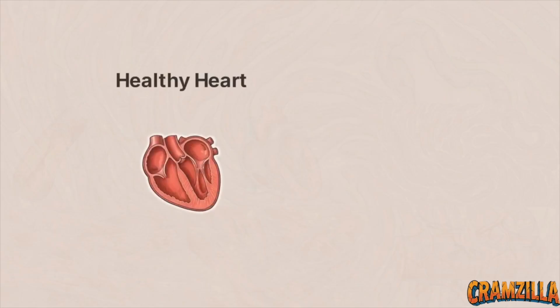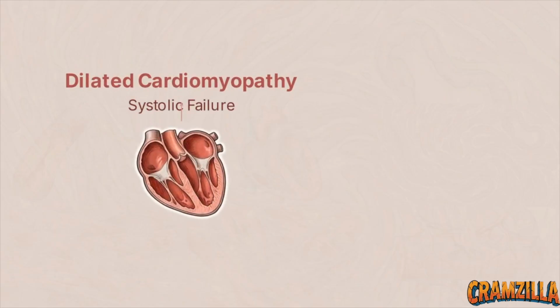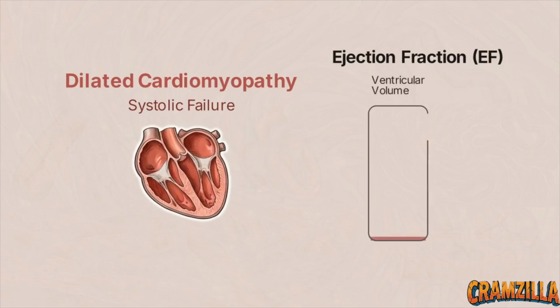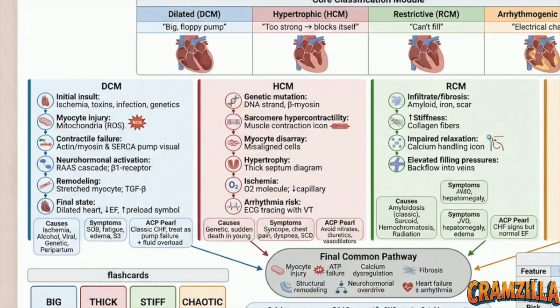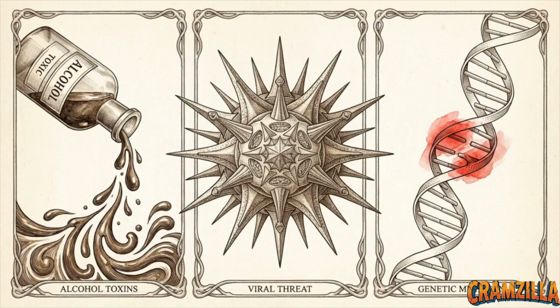The core problem here is systolic failure. The ventricles stretch out and become profoundly weak, severely lowering the ejection fraction, the percentage of blood the heart pushes out with each squeeze. This stretching usually starts with a direct insult to the heart muscle cells, known as myocytes. As the box shows, that initial injury is most commonly driven by ischemic heart disease, but it can also be triggered by chronic alcohol toxicity, a viral infection like Coxsackie, or genetic mutations.